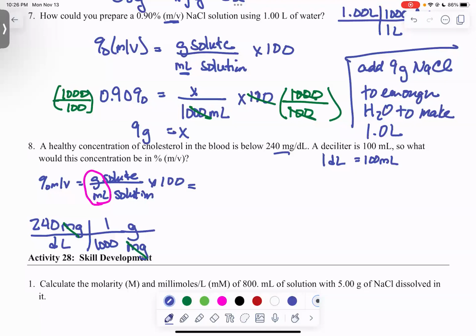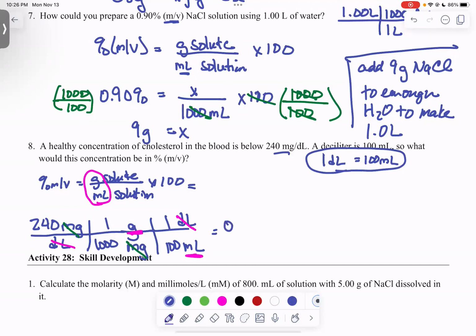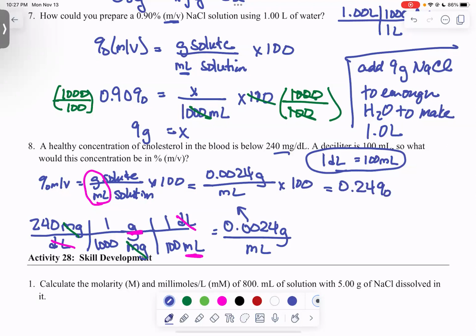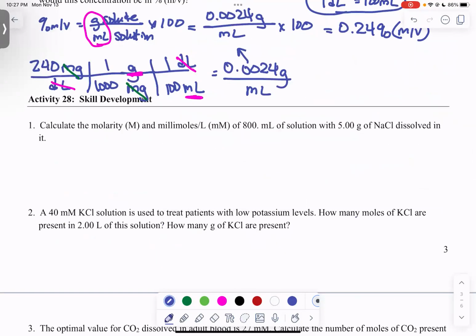I want to be in grams. And then deciliters, I gotta get rid of deciliters. So I have this equivalence over here. 1 deciliter is equal to 100 milliliters. And so my deciliters cancel, and I'm left in grams per milliliter. And that's exactly what I want. So put that into your calculator, and what you should get is 0.0024 grams per milliliter. So I plug that into my formula up here, and I go 0.0024 grams per milliliter times 100. What you should get is 0.24% mass by volume. So it's not very much cholesterol, which is a good thing.